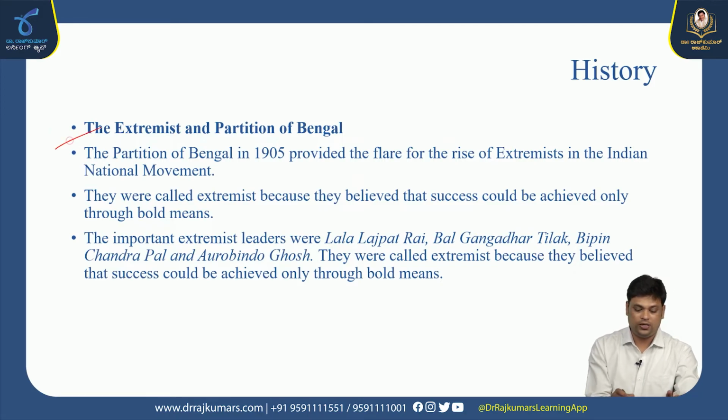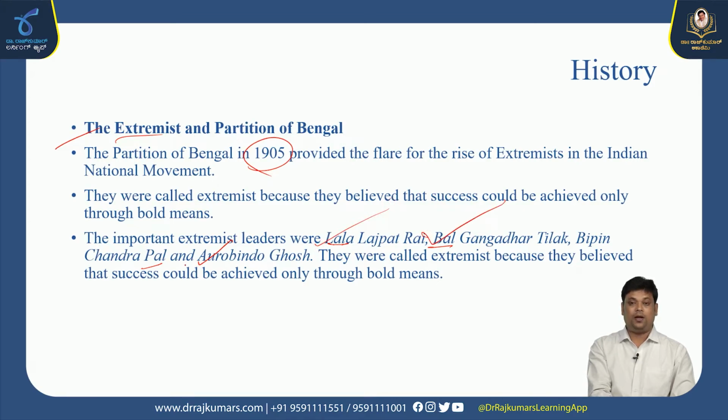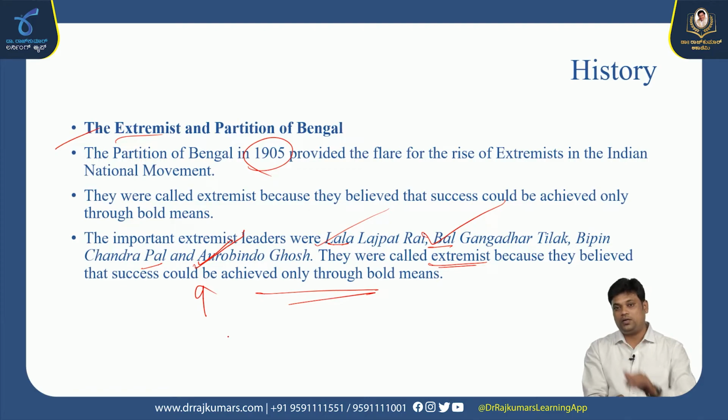So this is moderates. Next, extremists from 1905. Three popular personalities: Lal, Bal and Pal, and to that, Ghosh. Lala Lajpat Rai, Bal Gangadhar Tilak, Bipin Chandra Pal and Aurobindo Ghosh. These leaders were extremists because they believed the success could be achieved only through bold means. There is no need of approaching the British the way which moderates are doing. They were called extremists.